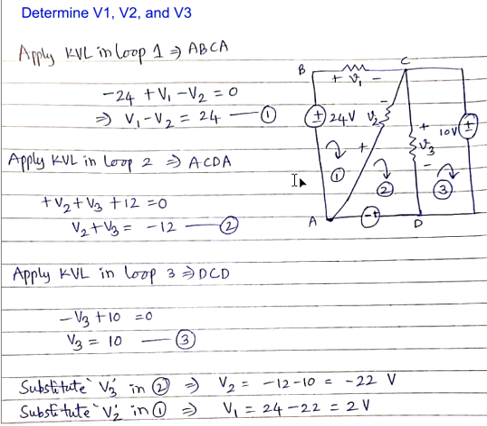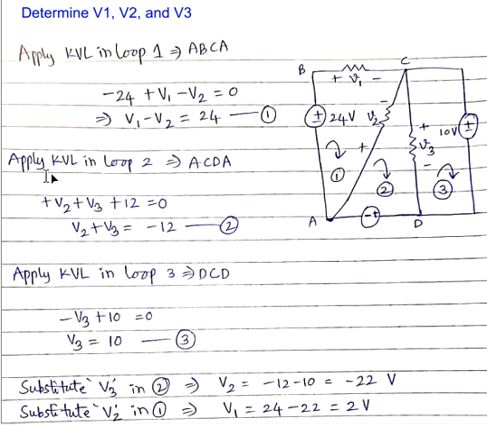So this is nothing but the sum of the voltages within a loop is equal to 0. It is actually the algebraic sum. Otherwise, it is the sum of the voltage rises is equal to the sum of the voltage drops. So if you simplify this equation, you will get V1 minus V2 is equal to 24.